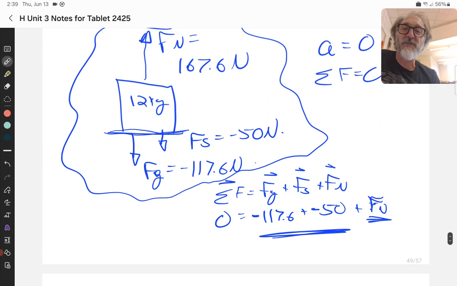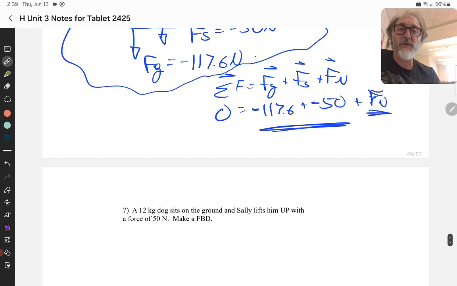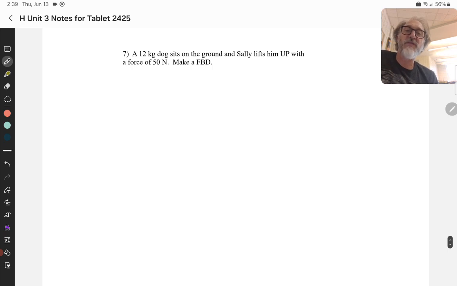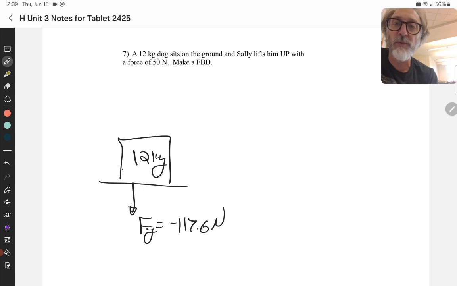Oh, so we're back to this dog. The dog sits on the ground, and now Sally, let's see, so in the last one, Sally was pushing the dog down. This time, the dog is on the ground, and Sally's going to lift him up. So here's our dog, 12 kilograms. Force of gravity is negative 117.6 newtons. Force of Sally, 50 newtons up.